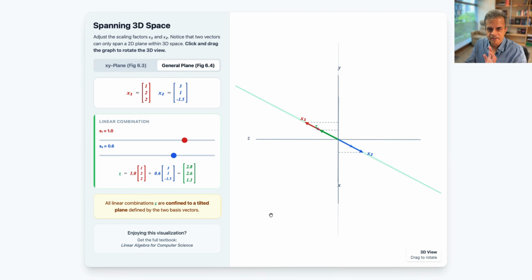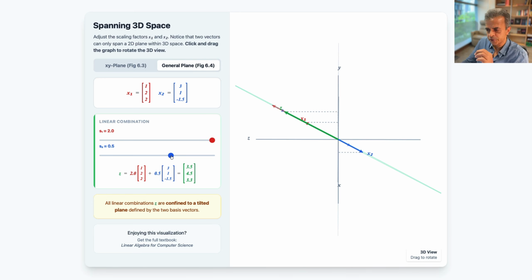So I have rotated it enough so that the plane of these two vectors, x1 and x2, we are looking at that plane edgewise. And my xy plane also, I'm looking at it edgewise. So I'm actually orienting myself in a specific fashion so that I see the edge of my xy plane and the plane defined by these two vectors that we started from, namely x1 and x2.